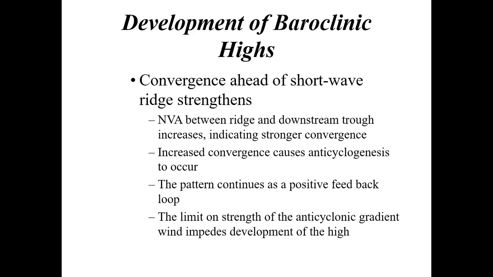Again, one thing happens that sets into motion the other things, and that's known as a positive feedback mechanism, where one particular mechanism feeds off another. The limit on strength of the anticyclonic gradient wind impedes development of the high. So there's a certain limit to the maximum strength of the gradient associated with high pressure development.